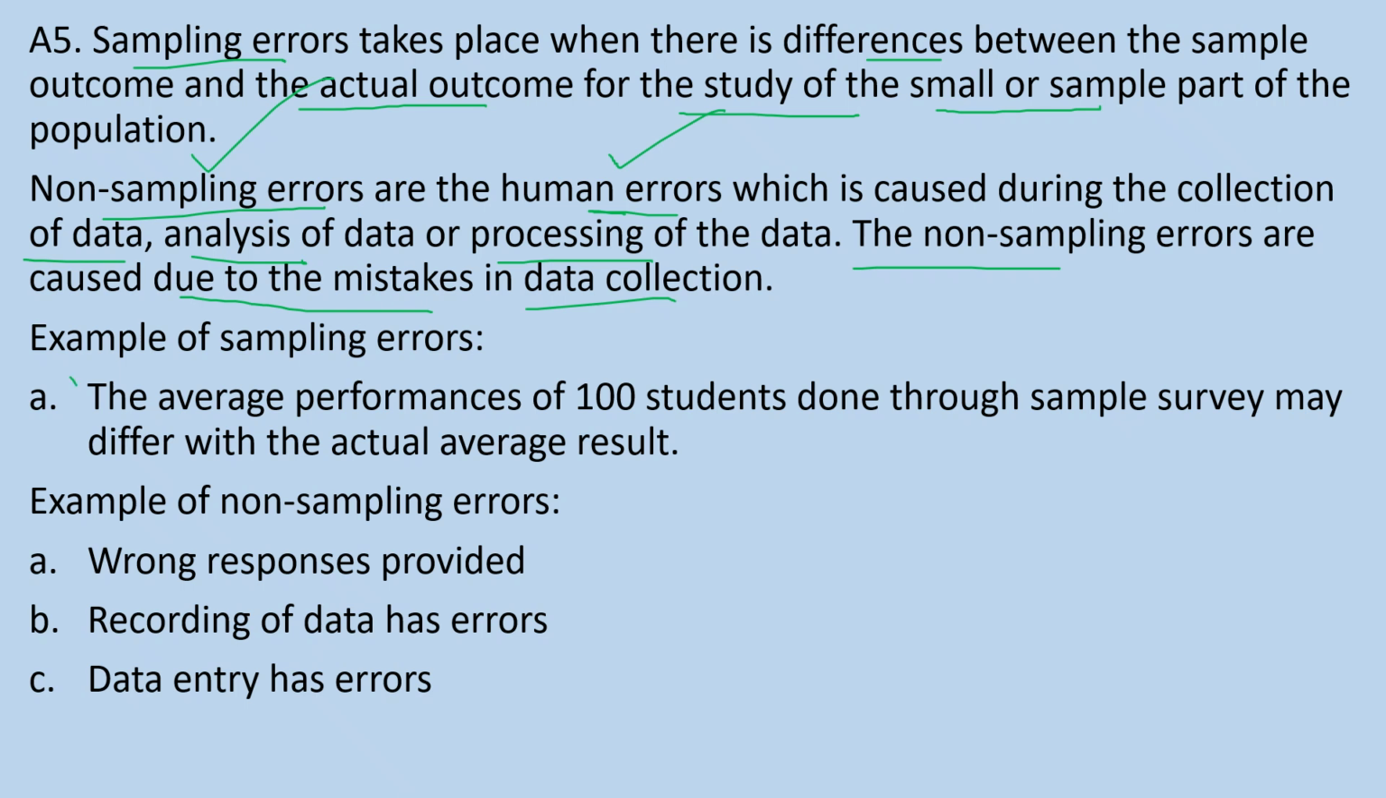Now examples of sampling errors: the average performance of 100 students done through sample survey may differ from the actual average result. So the difference between the outcome of the survey and the actual result is the sampling error. And what is the example of non-sampling error? They can be wrong responses provided by the respondents, recordings of data gathered has errors, data entry has errors. So these are all the non-sampling errors because they are because of humans creating those errors by mistake.